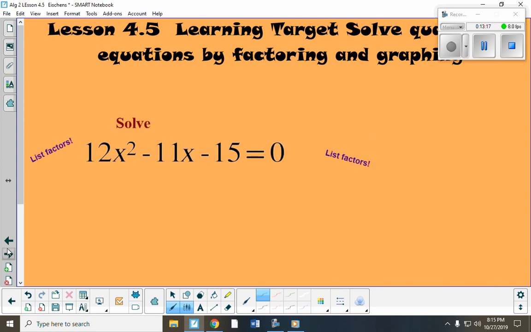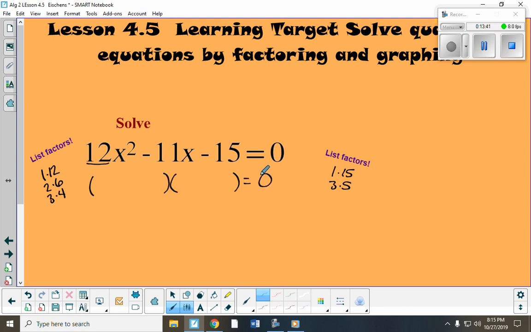All right, last one we're going to do here. Now this one is probably the most challenging because if you look at your A value, your beginning number, the factors of 12 are 1 and 12, 2 times 6, and 3 times 4. So it's going to be one of those. Factors of 15 are 1 and 15, and 3 and 5. So we have a lot of different combinations that we might have to try.